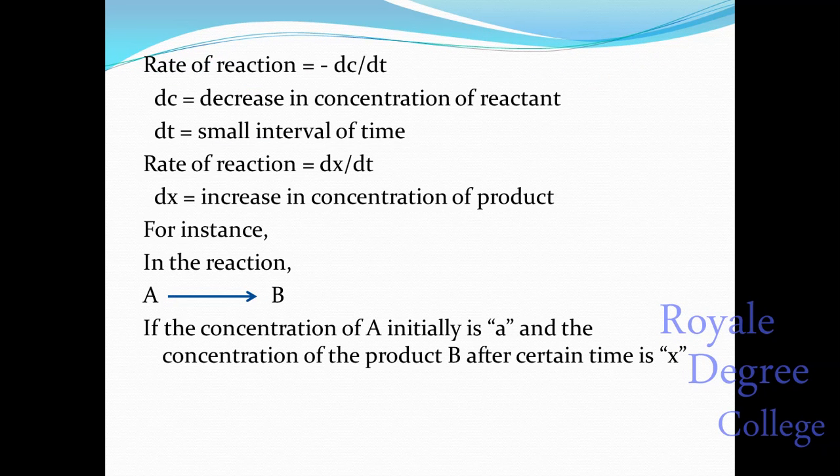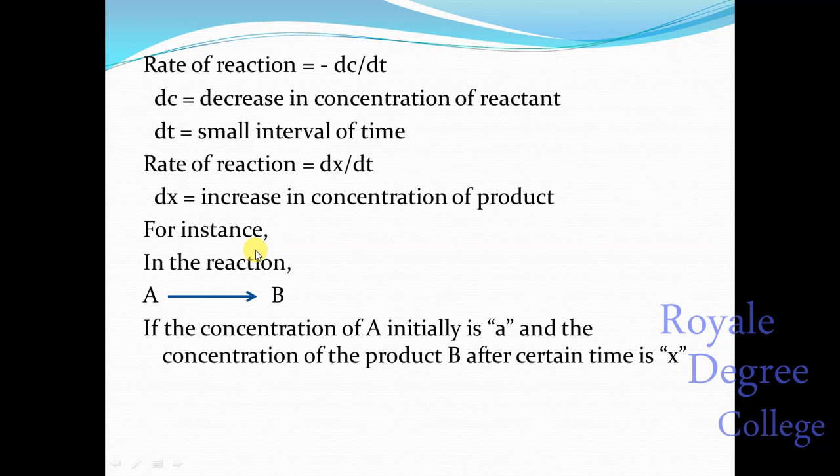Rate of reaction is equal to minus dC by dt, where dC is the decrease in concentration of reactant and dt is the small interval of time. Rate of reaction is also equal to dx by dt, where dx is the increase in concentration of product.